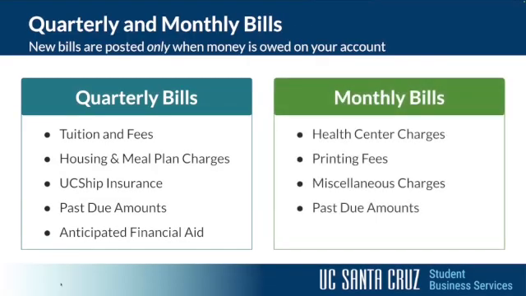Before the start of each quarter, Student Business Services creates your quarterly bill, which includes quarterly charges for tuition, campus, and student services fees, quarterly charges for on-campus housing, meal plans, and UC Ship insurance, and any past due amounts owed from previous bills. The quarterly bill may also include anticipated financial aid you may be eligible to receive. There are also monthly bills that contain smaller miscellaneous charges, like health center fees, printing services, or past due amounts. New bills are created only when there is money to pay, so you might not have a bill every month.